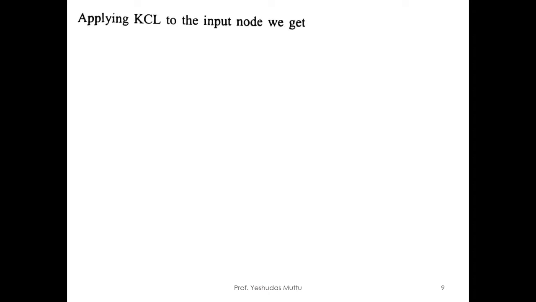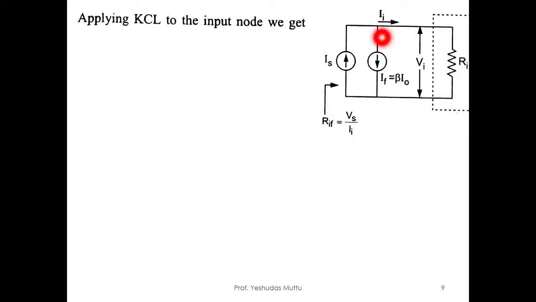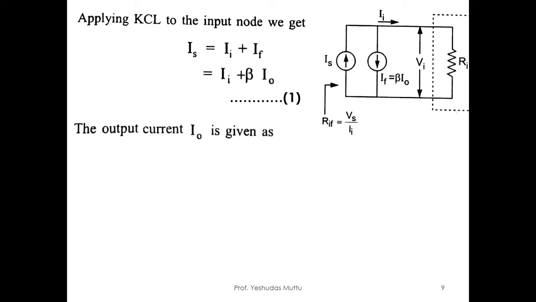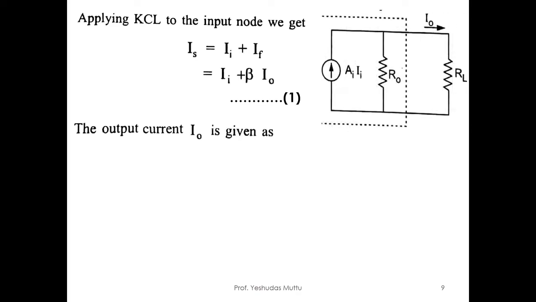Now we'll consider the input section first, and in the input section you'll have to use KCL. From KCL, what do we come to know? This is your main current, IS is equal to II plus IF. But what is IF? Beta times I naught. So I'll just substitute and call that equation 1. Let me consider the output now. To find out the output current, let me consider the output section. This is your main current source, so you can use the current division rule now.